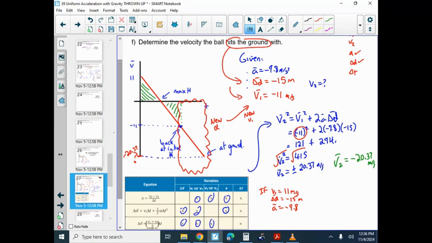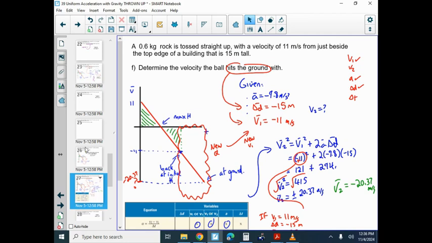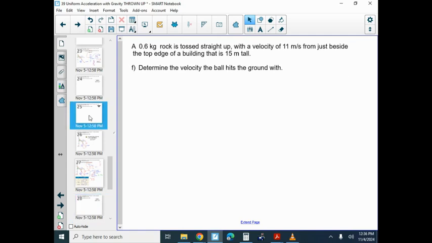So notice that we would have had a plus in here instead. Does that change anything for this question? Absolutely not. Okay, so I suppose in my previous slide I could say that you can think of it as a new question, but you don't have to. Okay. And then how long it takes to land.